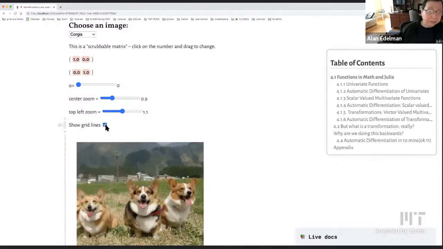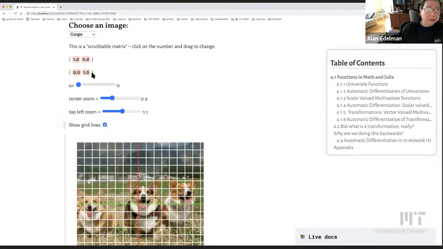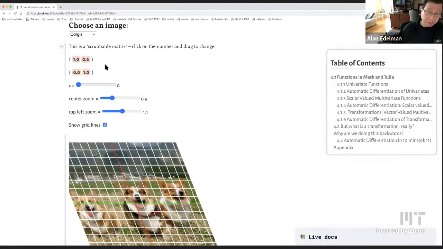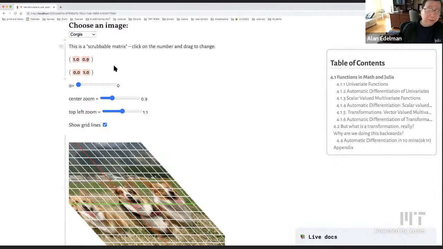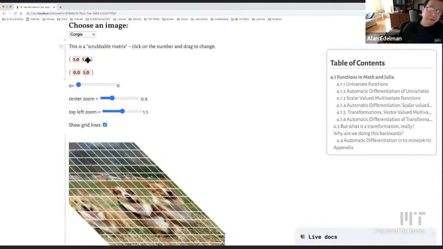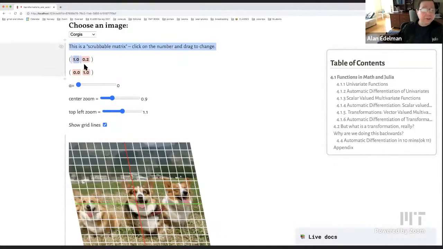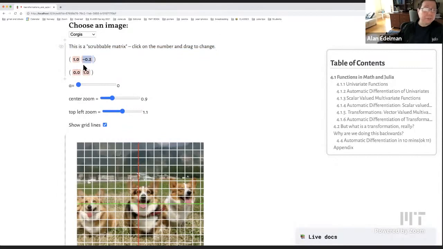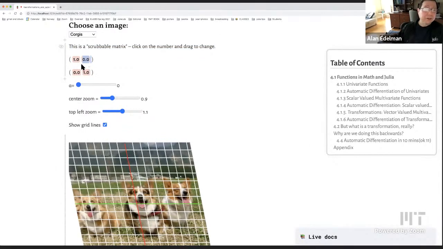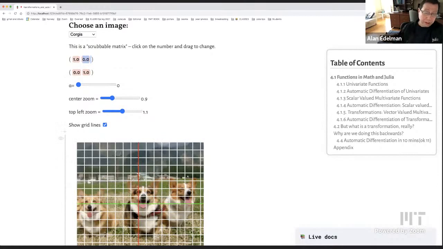Show grid lines, don't show grid lines. Okay, so here I'm going to repeat what I said in the beginning part of the original lecture: choosing a matrix chooses a transformation. This is how I would like you to see matrices. A matrix is a transformation. When people tell you how to do matrix times vector, they're actually telling you where you can take every pixel, where every pixel is a vector.